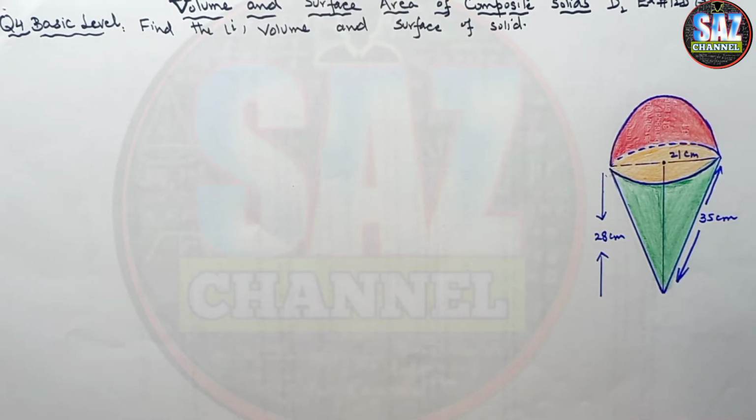This is my third lesson of D2, chapter number 12, exercise 12D, that is about the volume and surface area of composite solids. What are composite solids and how to calculate the volume and surface area of composite solids? These are the questions that have to be really clear to all of my students, and especially those who are going to appear in the O-level examination in July, inshallah.